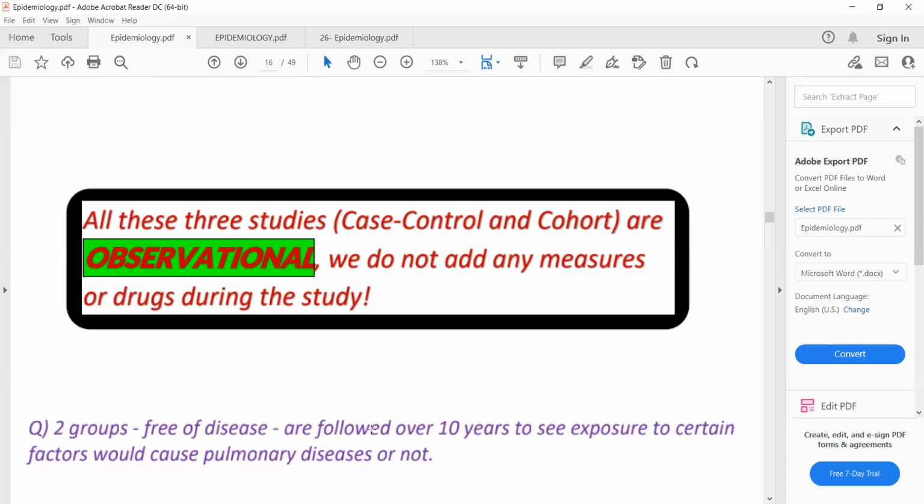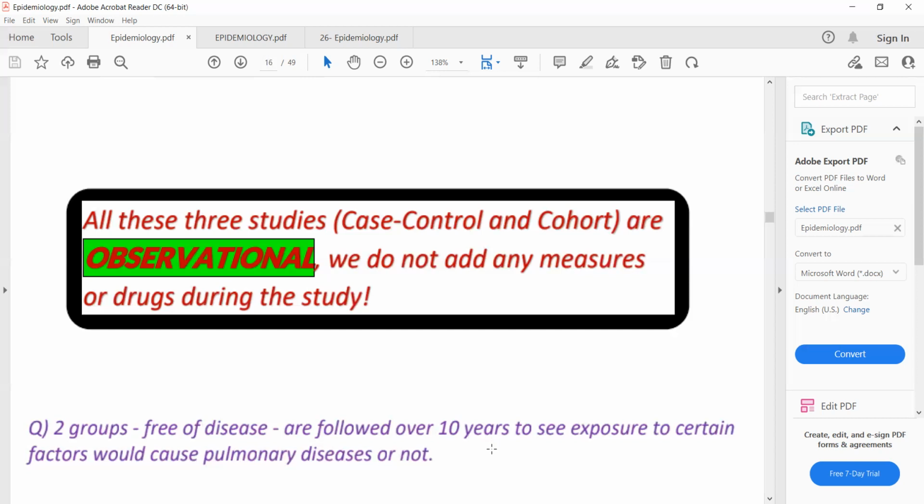Retrospective cohort studies are usually done on already saved data. For example, let's take this example that we follow these two groups for 10 years and then we record our observation, and see if the exposure has caused pulmonary diseases or not. Then after 10 or 15 years, someone else wants to study the same disease or exposure, so he will just study this data. So that will be a retrospective cohort study.